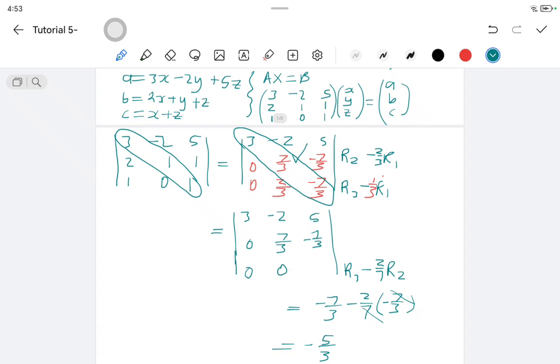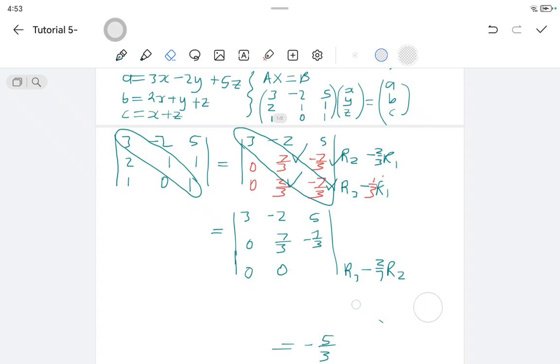Minus 5 minus 7 over 3. This is correct. Let's check the last one below. This is 0 minus 1 over 3 times minus 2. This is correct. Let's check the last one. This is also correct. Now the problem is here with this formula.